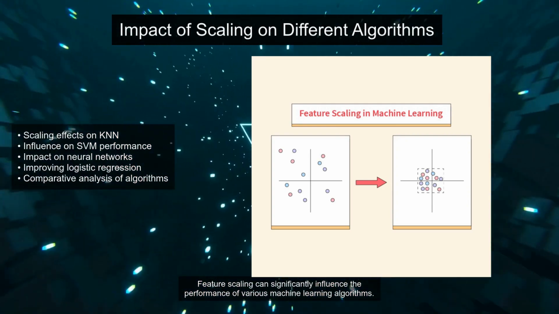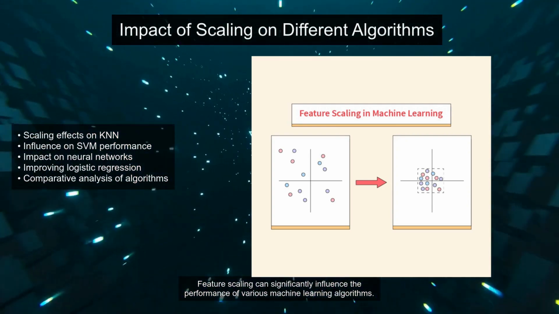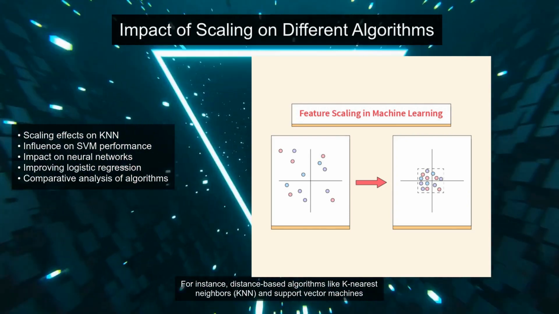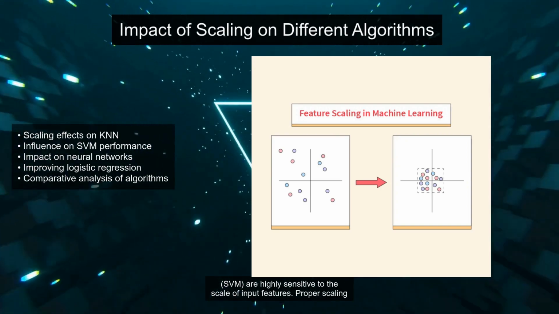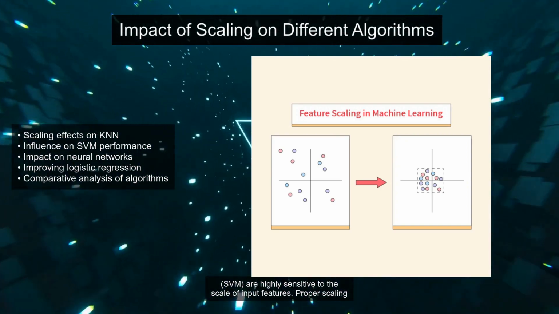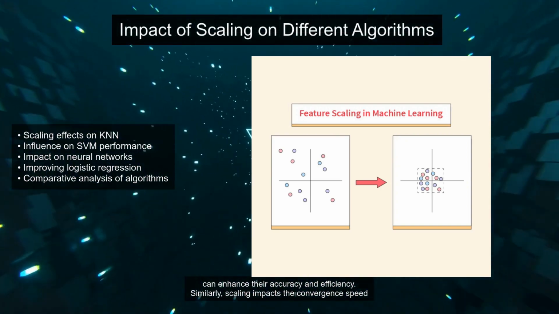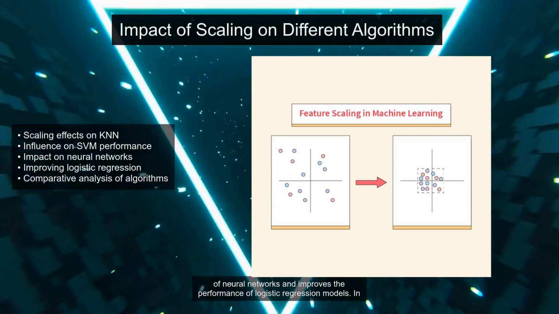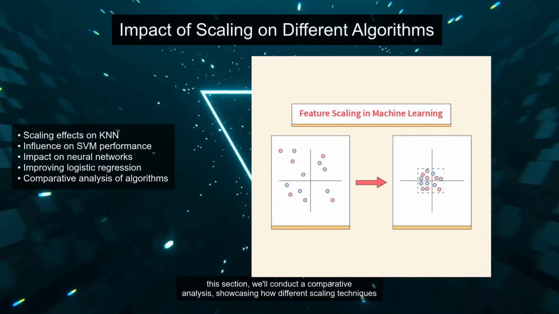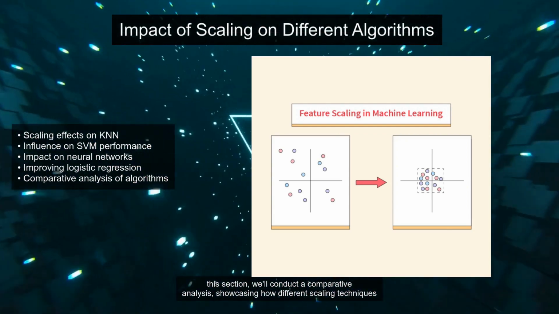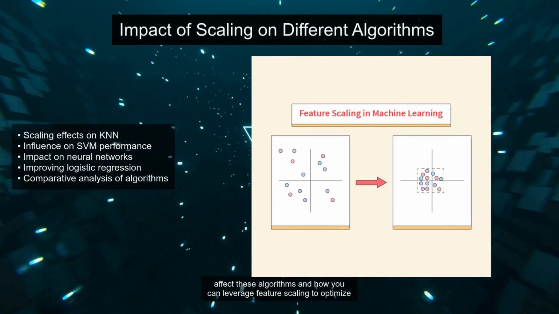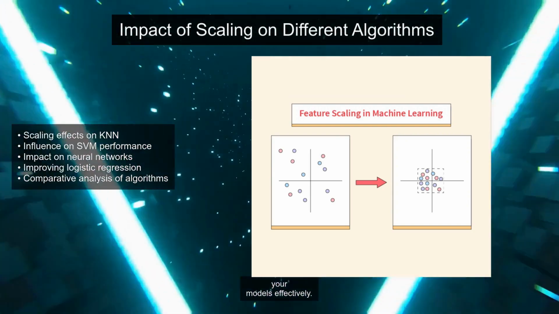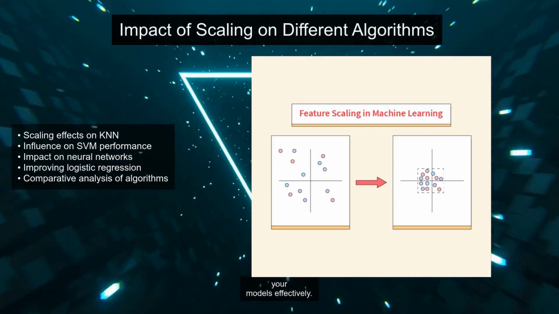Feature scaling can significantly influence the performance of various machine learning algorithms. For instance, distance-based algorithms like k-nearest neighbors, KNN, and support vector machines, SVM, are highly sensitive to the scale of input features. Proper scaling can enhance their accuracy and efficiency. Similarly, scaling impacts the convergence speed of neural networks and improves the performance of logistic regression models. In this section, we'll conduct a comparative analysis, showcasing how different scaling techniques affect these algorithms and how you can leverage feature scaling to optimize your models effectively.